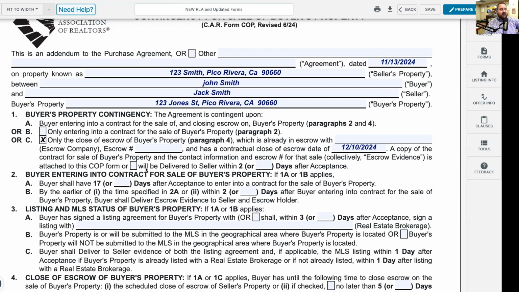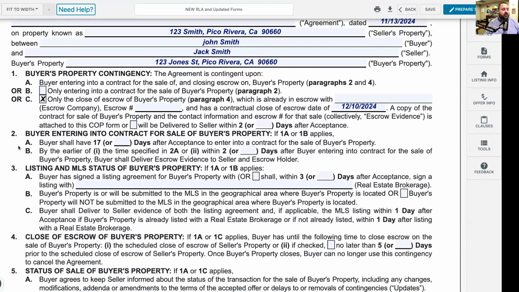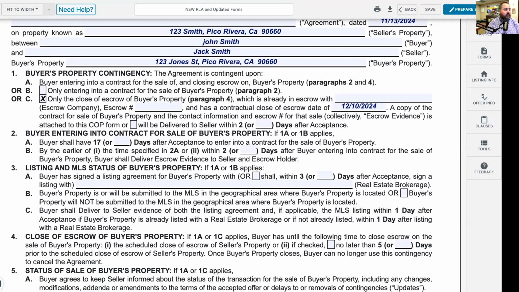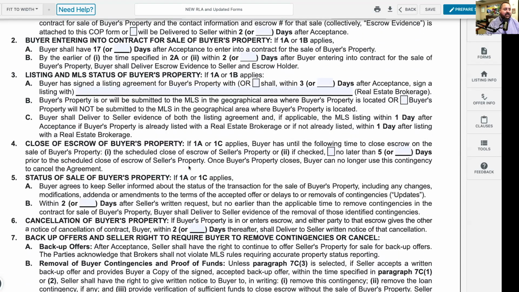So the stuff that we just talked about right here for 1C, you would do after the 17-day period was up and you've accepted an offer on your down leg. Okay. So you only have to do paragraph 2. You only have to worry about paragraph 2 if 1A or 1B are part of this COP. Okay. Paragraph 3, listing and MLS status of buyer's property if 1A or B applies. So again, this is only for if your contingency is subject to paragraph 1A or 1B. If it's 1C, you don't need to worry about this.